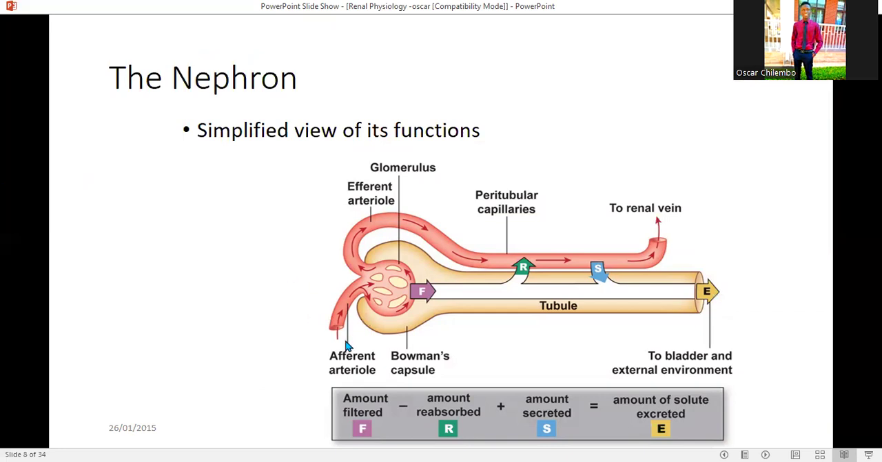we can say that the afferent arterioles bring blood to the nephron. Okay. As I mentioned, this blood does not just start going towards the tubule here.